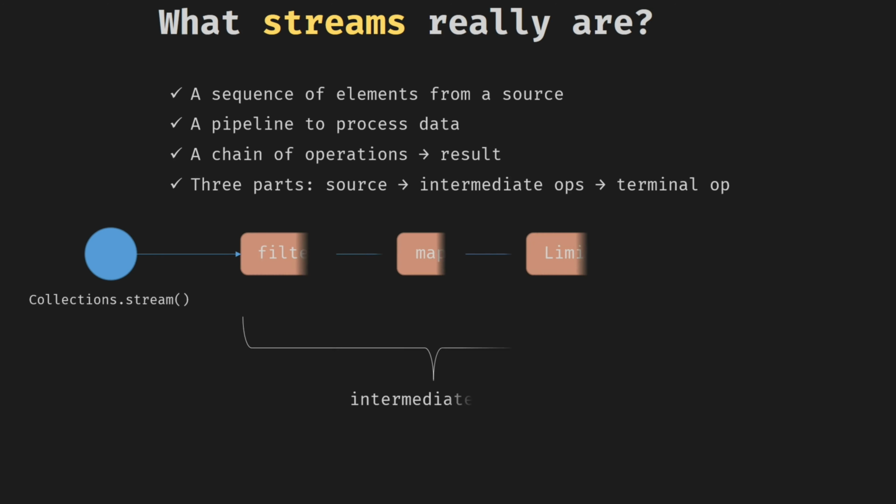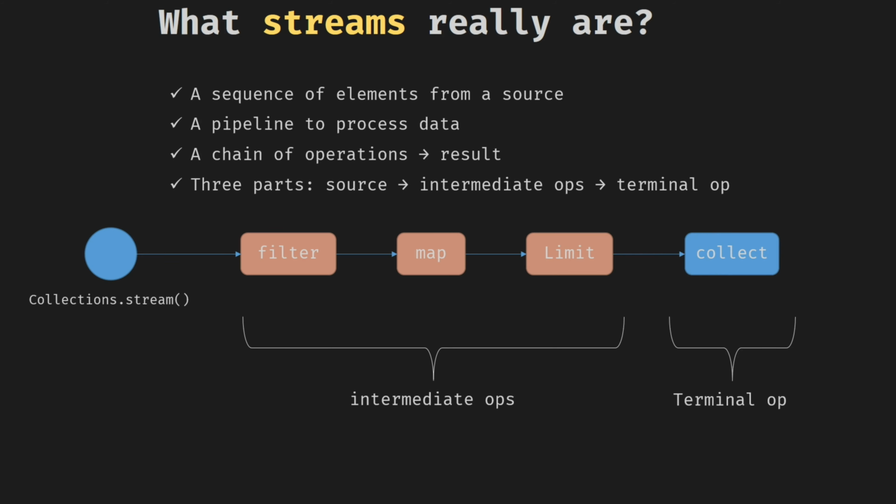So to take an example, we might create a stream using collection.stream, and then we can apply intermediate operations like filter, map, limit, which would provide output as a stream only. And when we want to utilize that output, we can use some terminal operation like collect here.